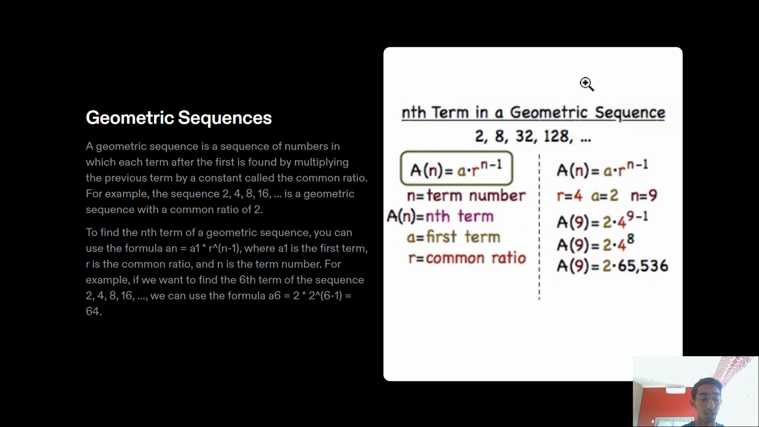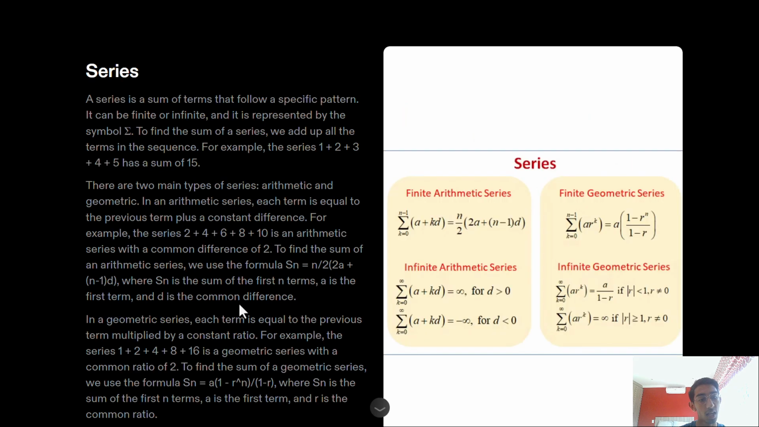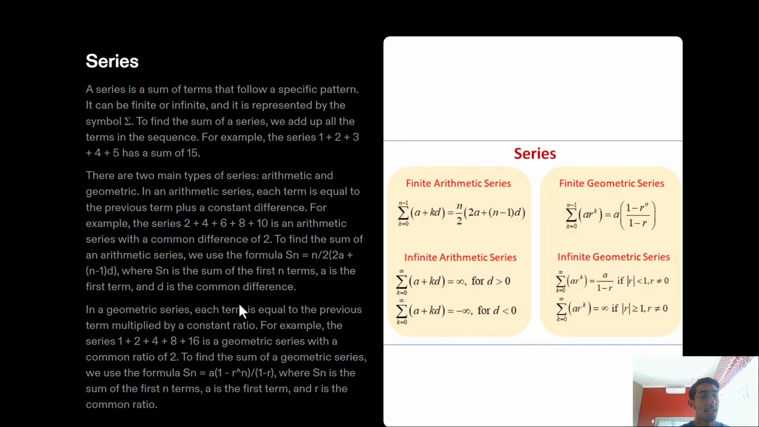Another example, just explaining how the general formula works, is shown in the image here, in case you didn't quite get that. Now we move on to series. A series is a sum of terms that follows a specific pattern. It can be finite or infinite, and it is represented by the symbol sigma, which is just shown as the sum. To find the sum of a series, we add up all the terms in the sequence. For example, the series 1 plus 2 plus 3 plus 4 plus 5 has a sum of 15.